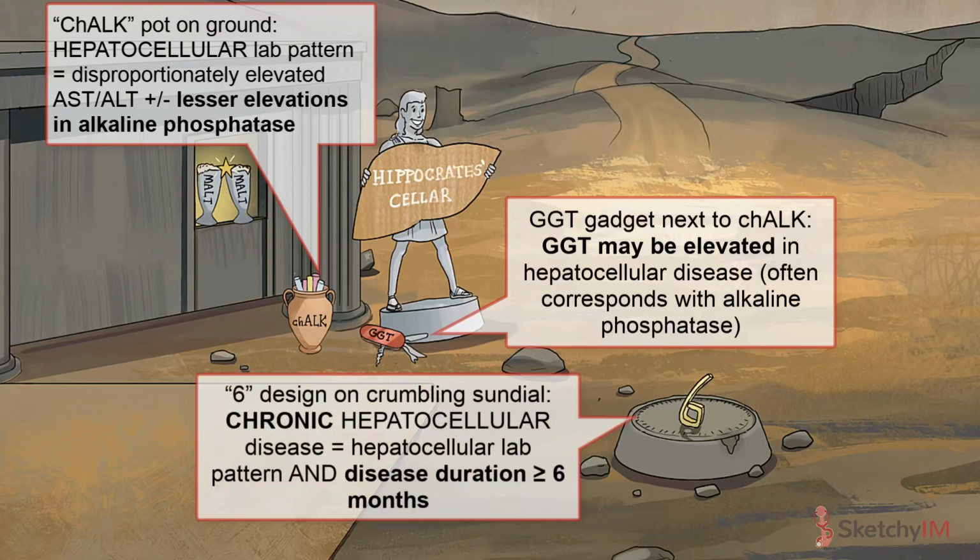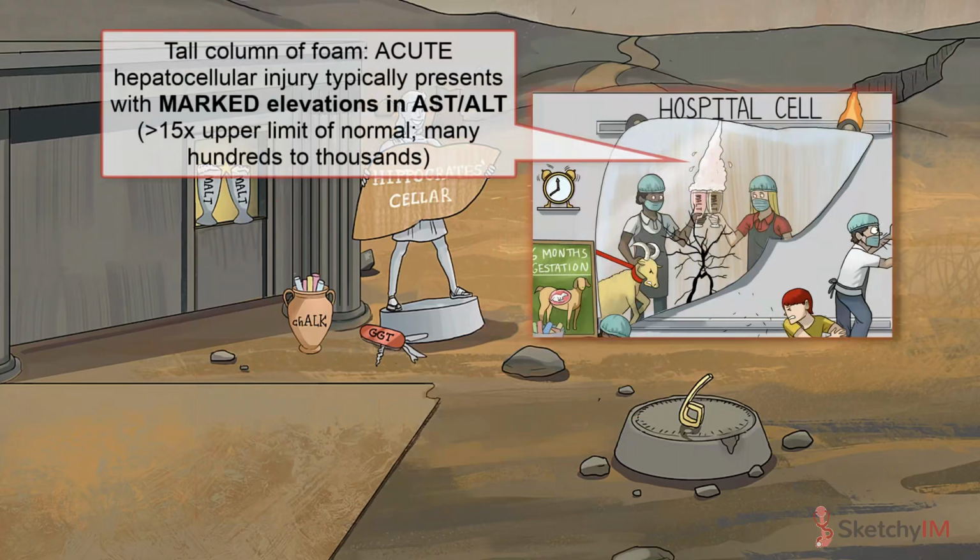As you may recall from our last sketch, hepatocellular disease is considered acute if illness duration is less than 6 months. Anything longer is considered chronic. Acute and chronic hepatocellular disease also differ in other ways, like the degree of elevation in aminotransferases. Acute hepatocellular injury typically presents with marked elevations in AST and ALT. We're talking greater than 15 times the upper limit of normal, hundreds or even thousands.